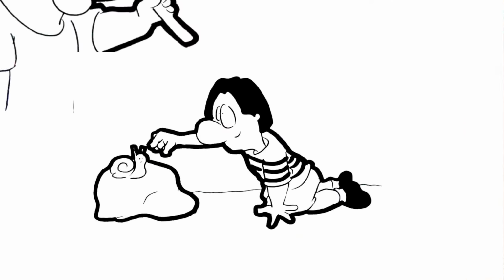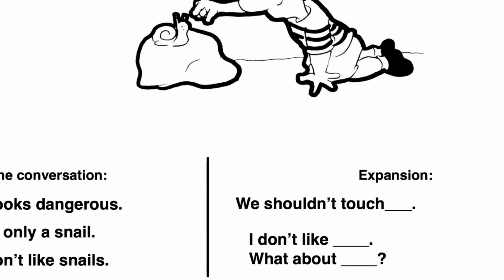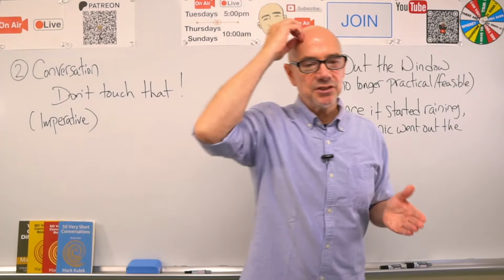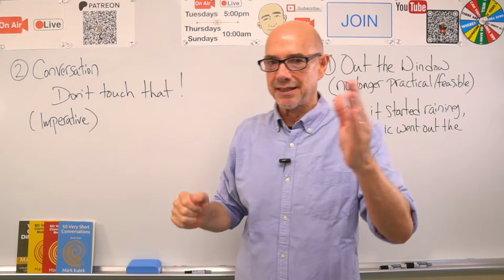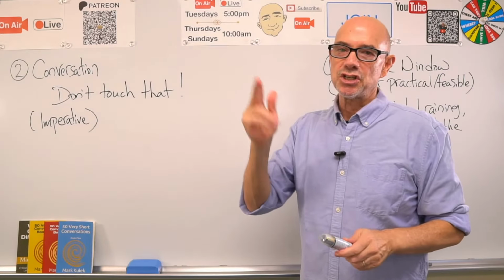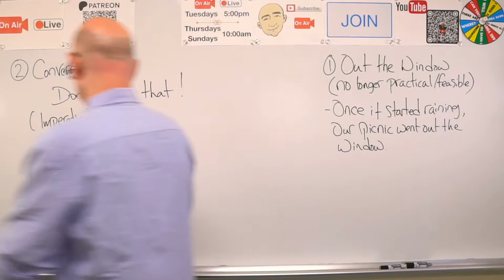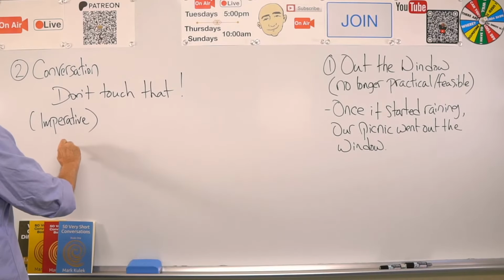And here, the book here. And we have expansion. We shouldn't touch. What things that we shouldn't touch, right? So what things would you tell a child, don't touch? What things would it be? So we shouldn't touch what? So in the chat, tell us what we shouldn't touch.